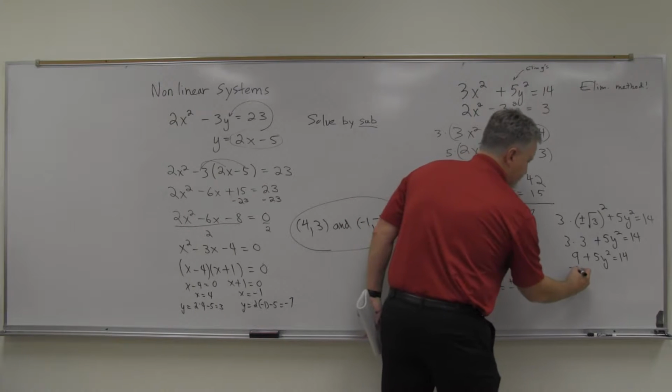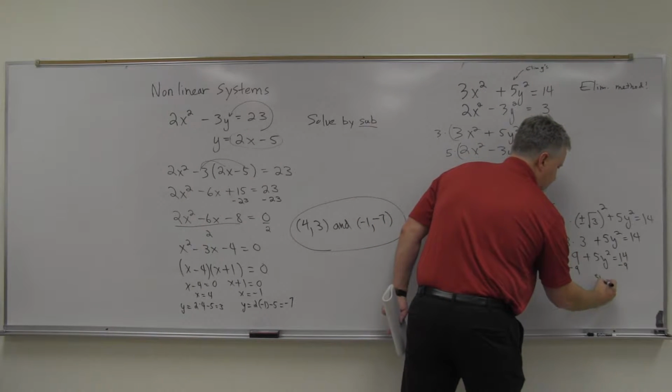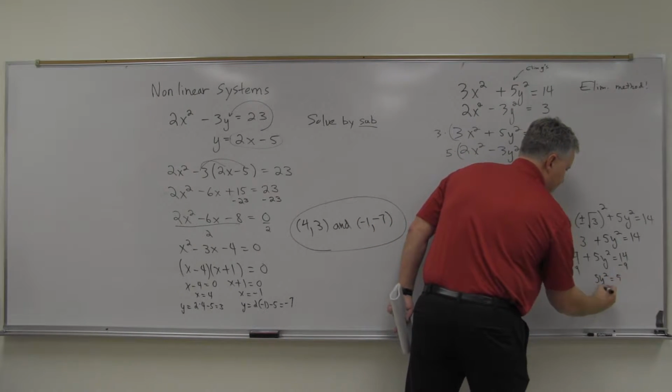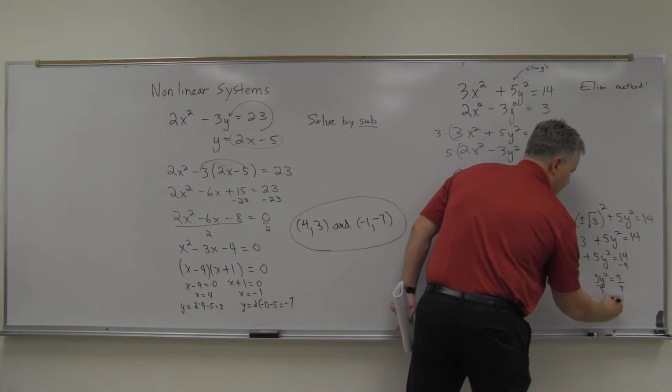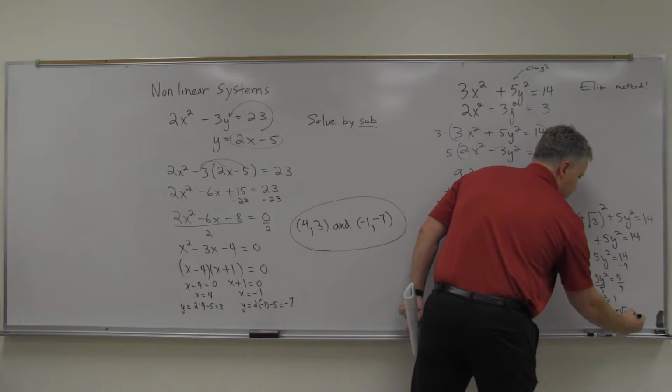Now just solve for y, so subtract the 9, divide by the 5. That works out pretty good. Y squared equals 1. So again, y would be plus or minus square root of 1, which is just plus or minus 1.